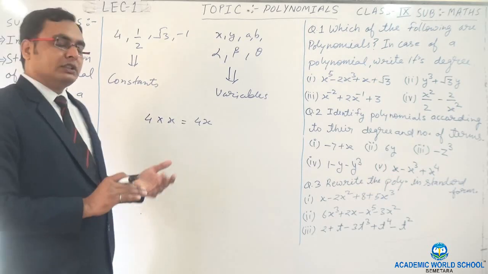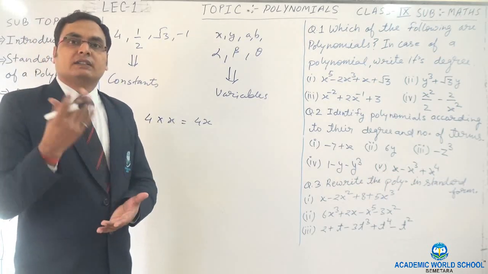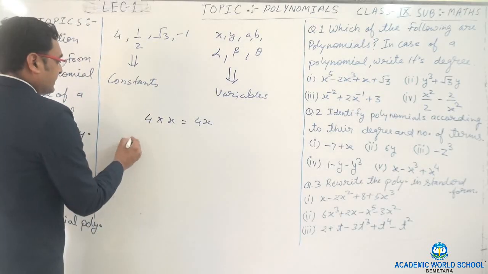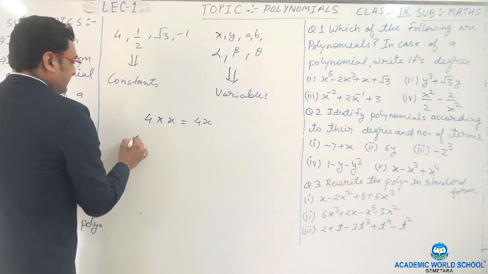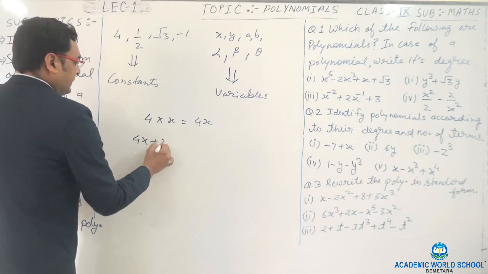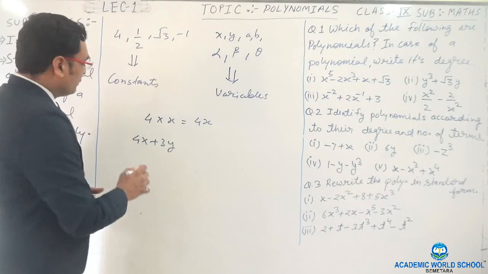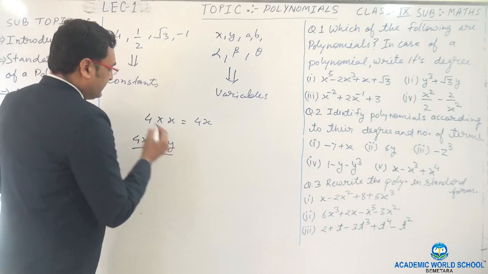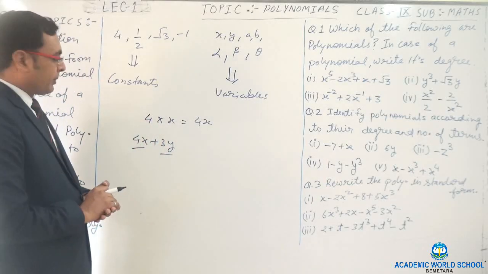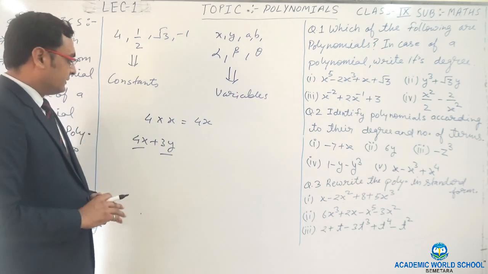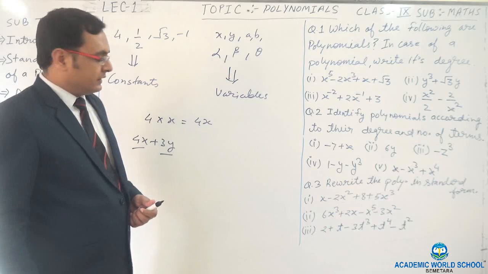We may have polynomials which have more than one term also. For example, if I write 4x plus 3y, this is also a polynomial with two terms, 4x and 3y. Because it has two terms, it is a binomial. We will study it in detail.